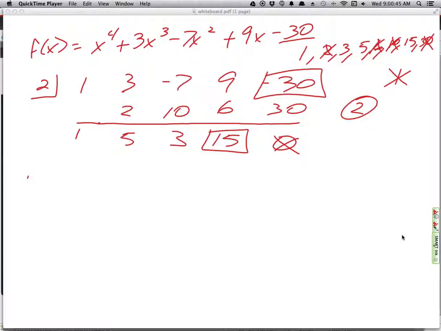Yeah, we already did 1, but it might be negative 1. We haven't tried negative 1 yet, so it could be negative 1, so I can't mark that one out yet. All right? So, let's go again. What do we want to try now?